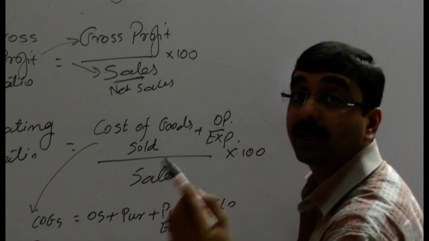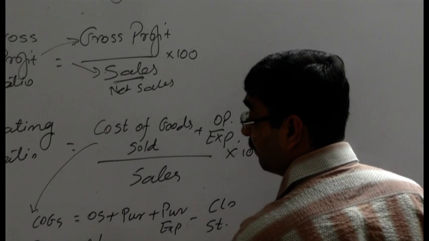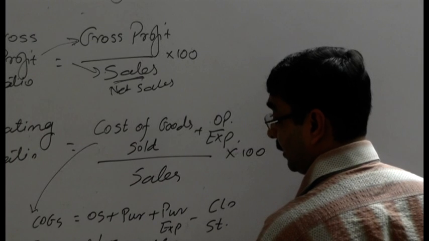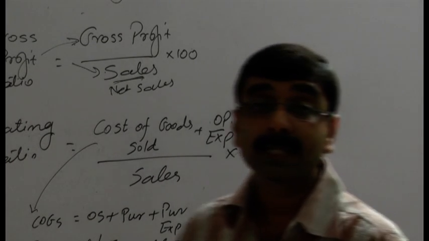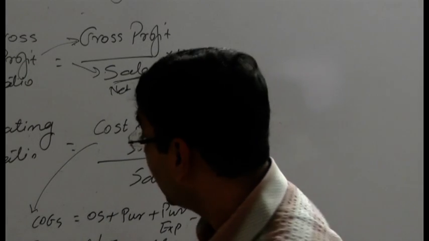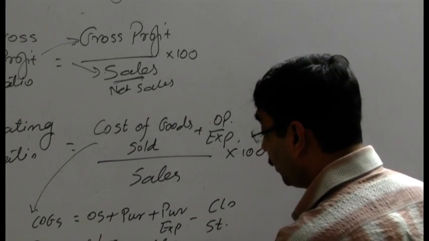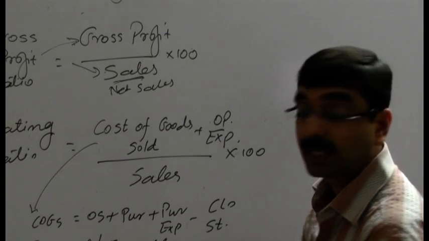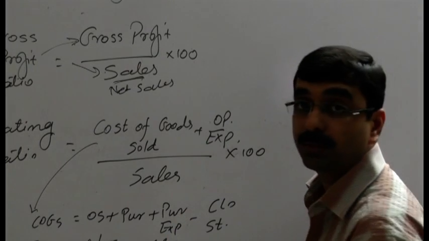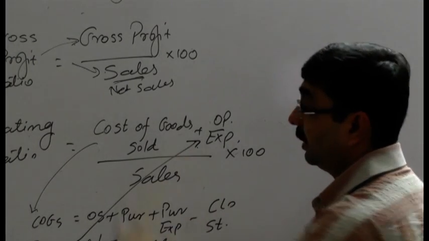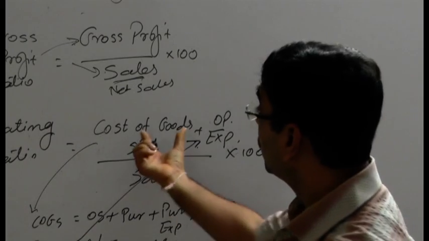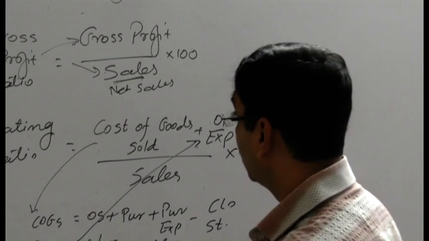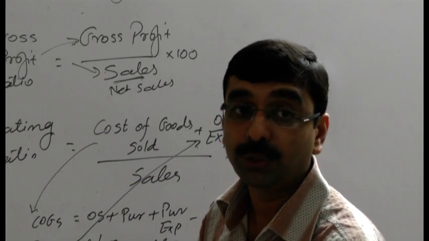Operating expenses is ultimately a consideration of administrative expenses plus selling and distribution expenses, but financial expenses cannot be considered for the calculation of operating expenses. So any non-financial expenditures which are there would be added here. Instead of financial expenses, the total of administrative and selling and distribution expenses would be considered under this particular category. And the merge of the cost of goods sold and operating expenses, the total amount would be divided with the sales. Let's find out the operating ratio.